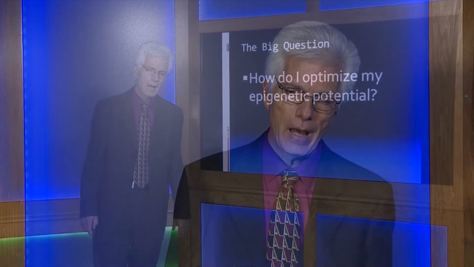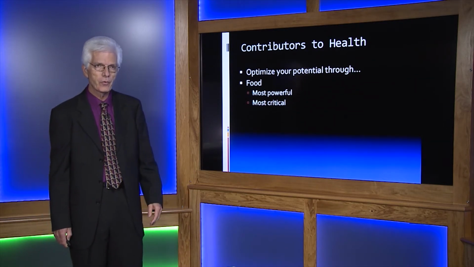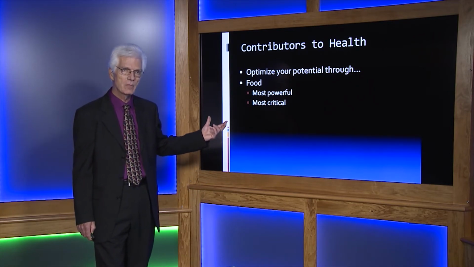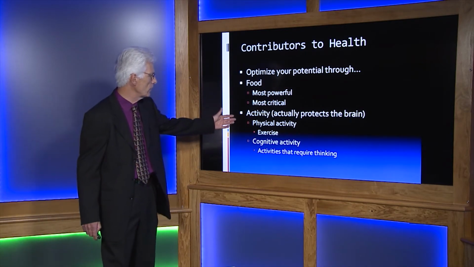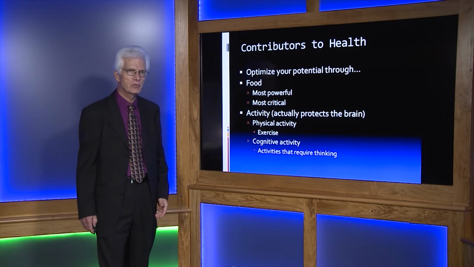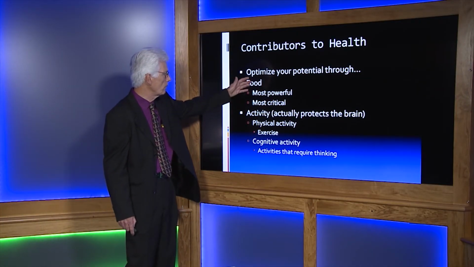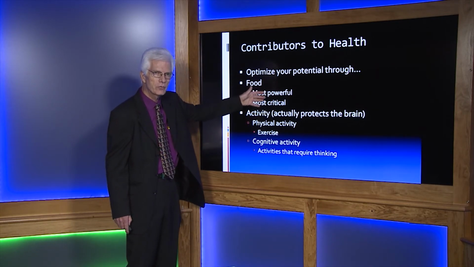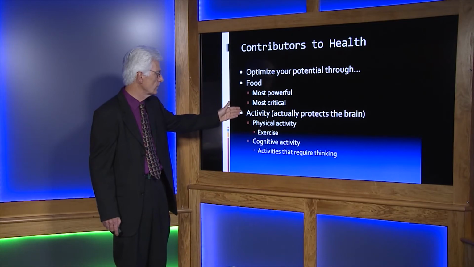So the big question is, how do I optimize my epigenetic potential? Well, you optimize your potential through food. That is your most powerful resource, and it's the most critical. Change what you eat, and then increase your activity. This actually protects the brain. By increasing physical activity, by engaging in exercise, you are producing those antioxidants which help your body deal with the free radicals that are there. You're slowing the oxidative stress problem by eating foods that are loaded in those antioxidants and phytonutrients. You're neutralizing free radicals. You're decreasing the inflammation that's in the body.